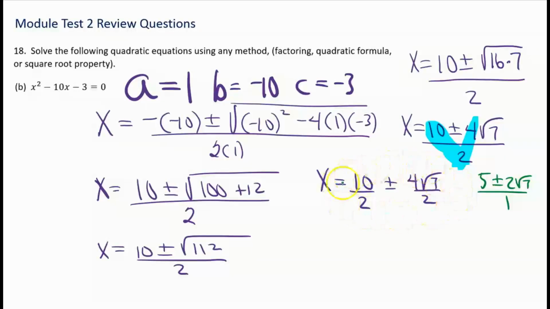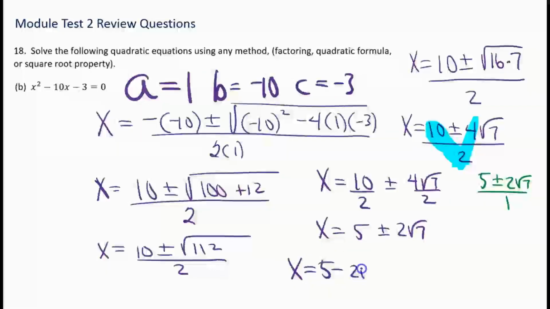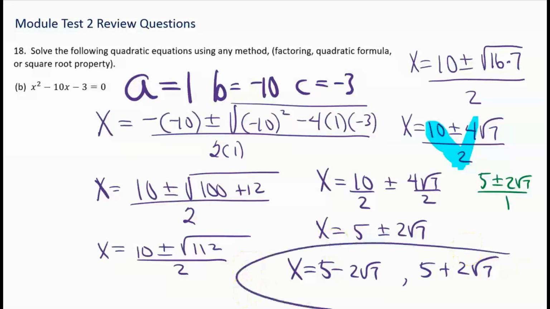But you could do it this way also. Split each of those fractions, and 10 over 2 is 5, and then 2 goes into 4 plus or minus 2 square root of 7. So you get the same thing. So my two answers are 5 minus 2 square root of 7 and 5 plus 2 square root of 7.